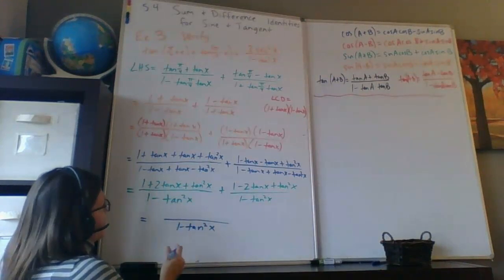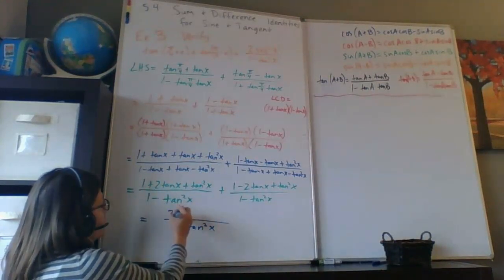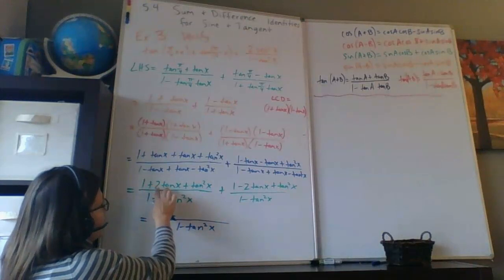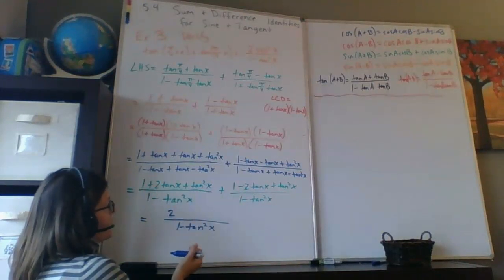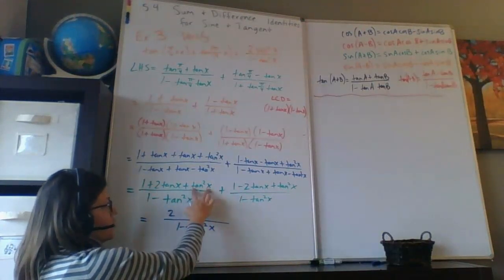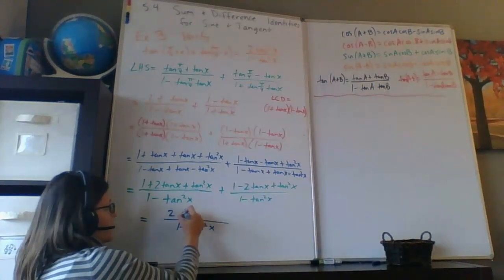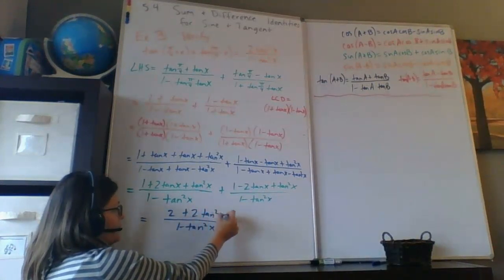And now we can combine like terms. So 1 plus 1 is 2. The 2 tangent minus 2 tangent will cancel. But then we have tangent squared x plus another tangent squared x is 2 tangent squared x.